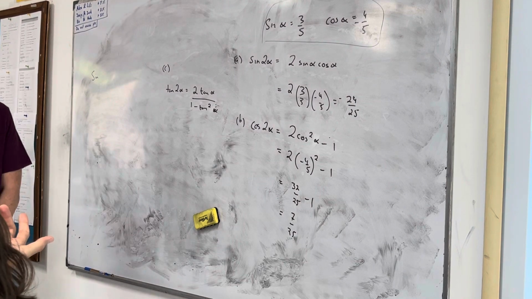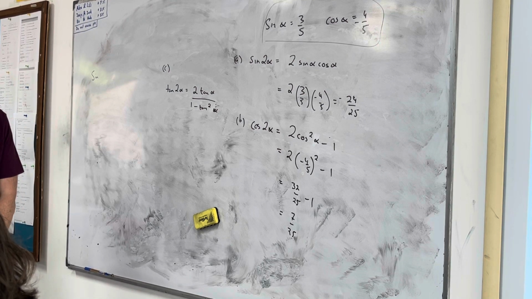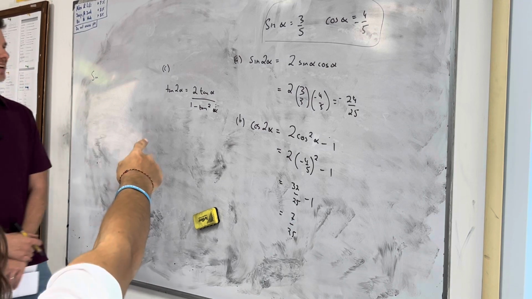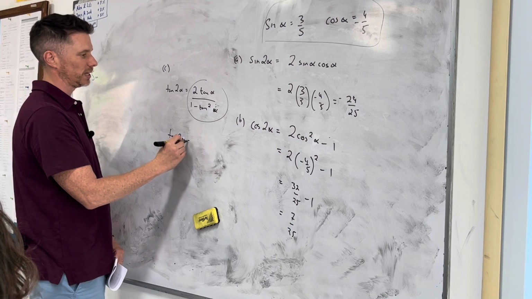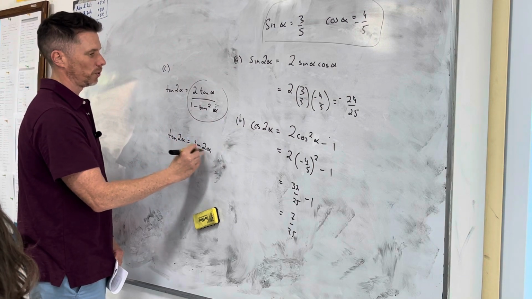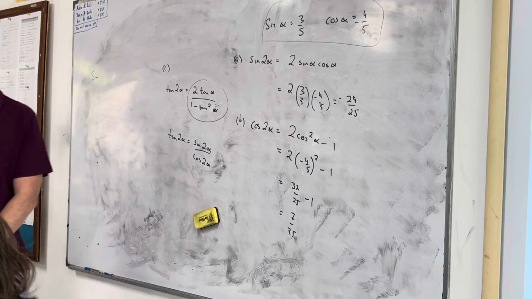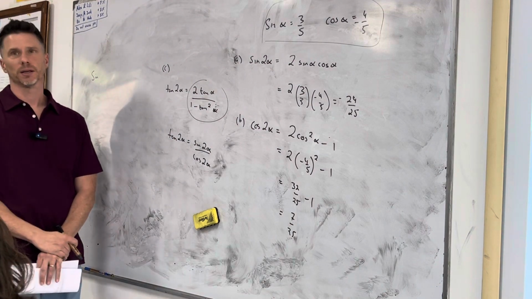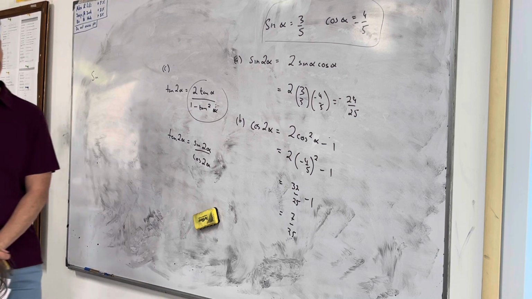A couple of ways I could do it. I could change it to sine over cos. Is that what you were going to say? No, I was going to ask, can you do tan 2 alpha equals sine 2 alpha over cosine 2 alpha? Yes, so that's what you're going to say. So is tan 2 alpha equal to sine 2 alpha over cosine 2 alpha? Yeah, it should be. Well, let's do it both ways and see if we get the same answer.